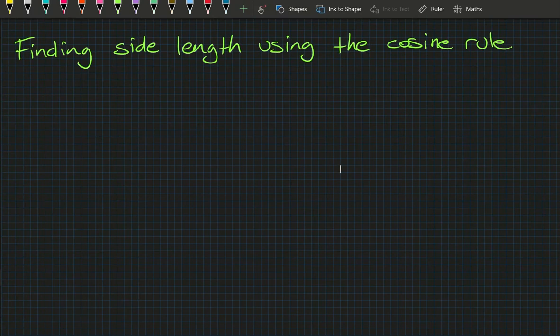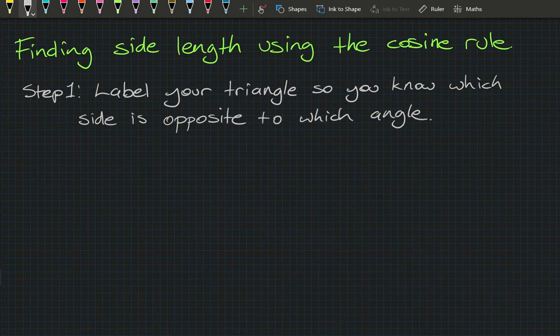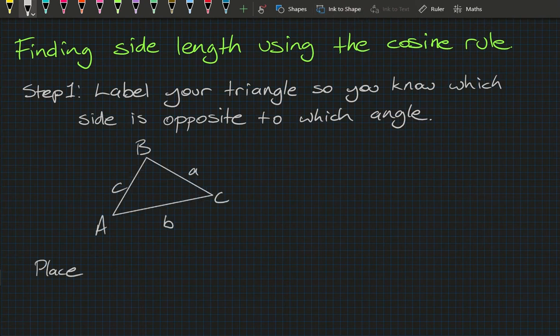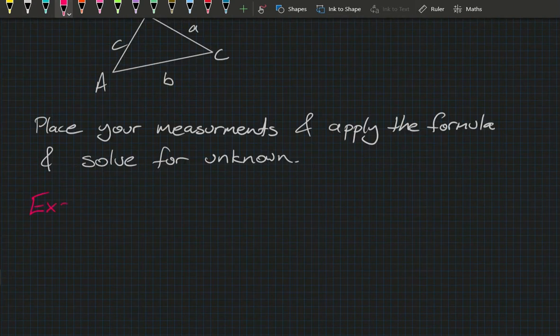When finding a side length with the cosine rule, the first step is to label your triangle so you know which side is opposite to each other, but more importantly, which side is opposite to each angle. So let's just draw one of those triangles. And this is exactly how you should label it. Once you've done that, you just need to fill in the blanks and apply the formula, which I'm sure will be quite easy considering you've done the building understanding questions. And once you've done that, you're going to solve for the unknown. Alright, let's have a go at one of these in example 12.